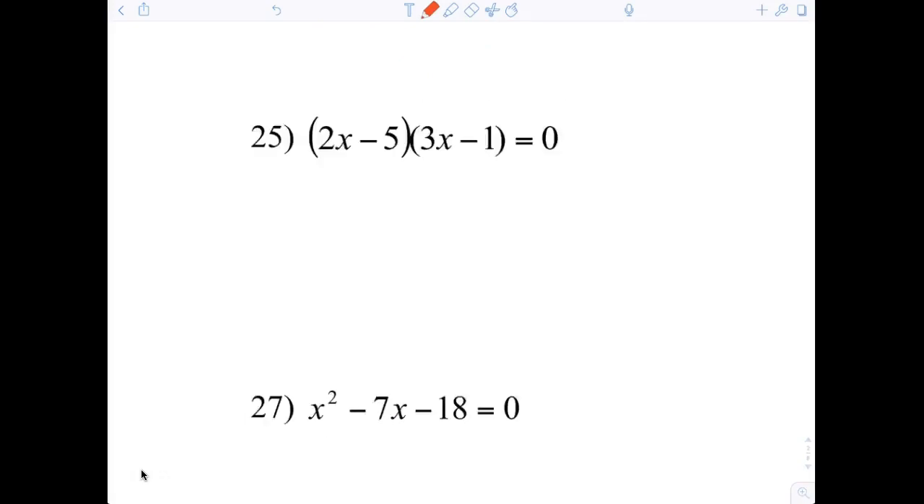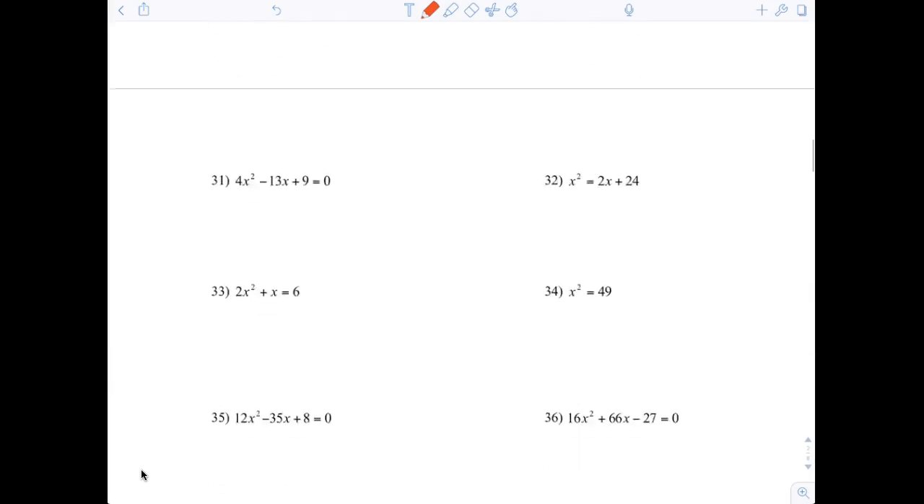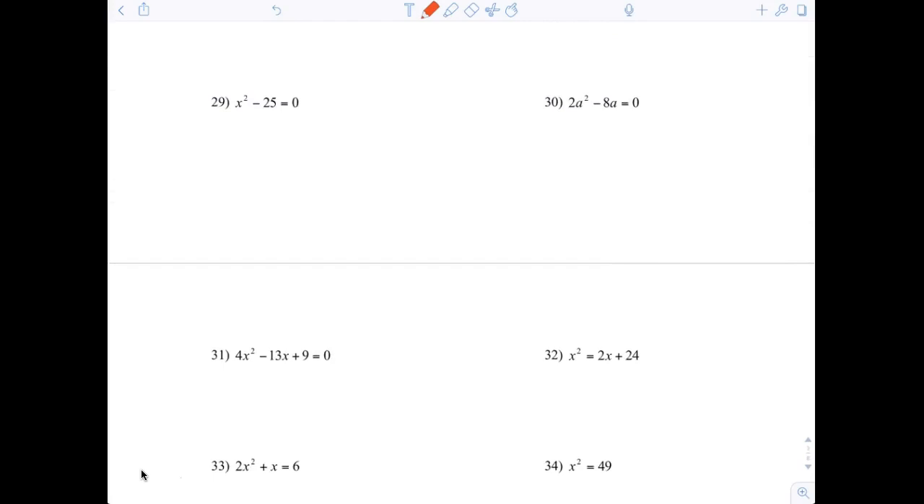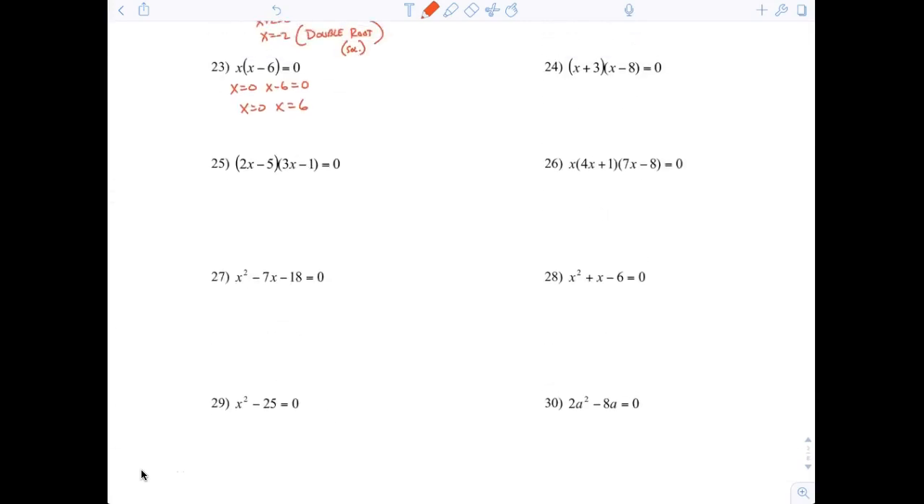Now, your job tonight is to finish the odds, about 7 questions. My other advice is go back and look for the odds. Make sure you understand every single odd problem. And then tomorrow we're going to do the evens, and then Wednesday we're going to review, and then on Thursday we're going to have another test.